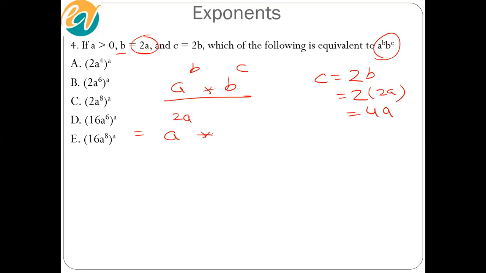So now we re-express this as A raised to the power of 2A, into B, which is 2A, raised to the power of C, which is 4A. Correct? So this should be the starting point: A raised to the power of 2A into 2A raised to the power of 4A. Now see if you guys can make some progress here.